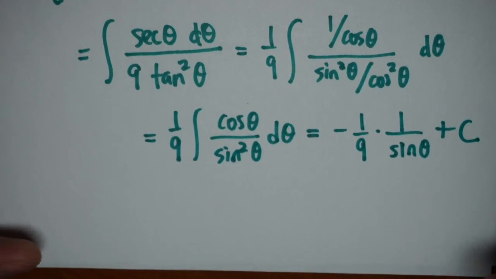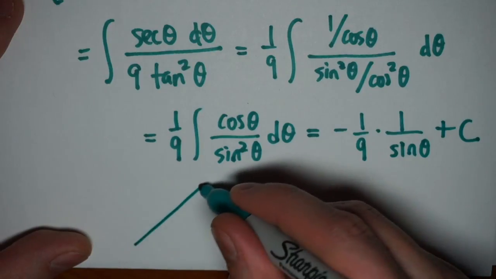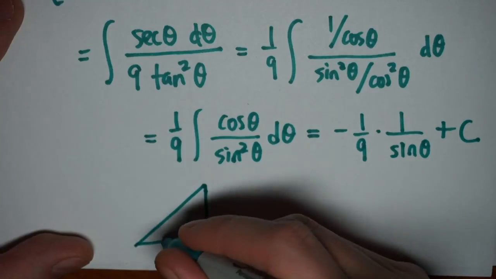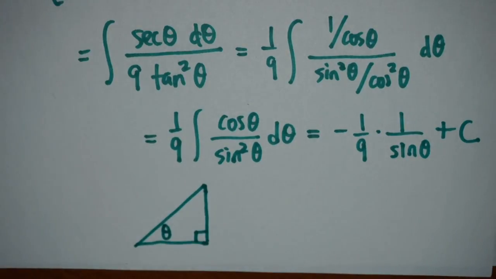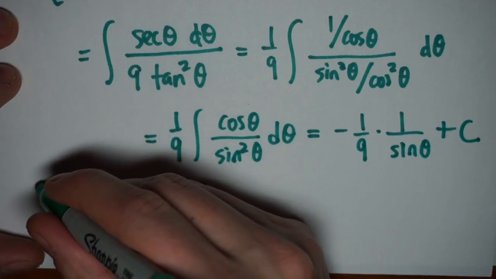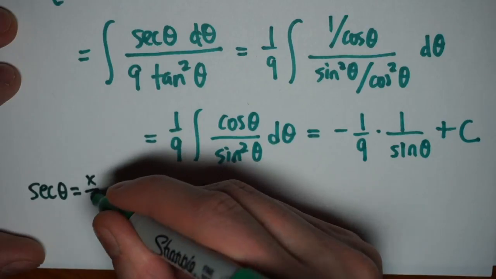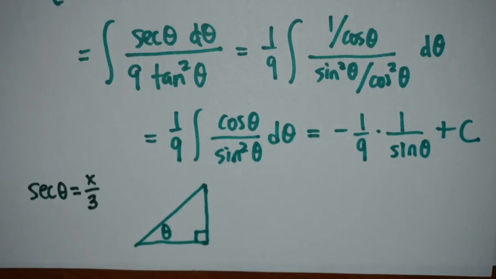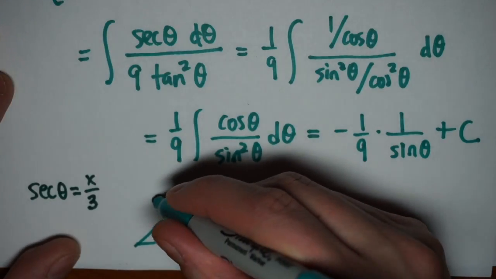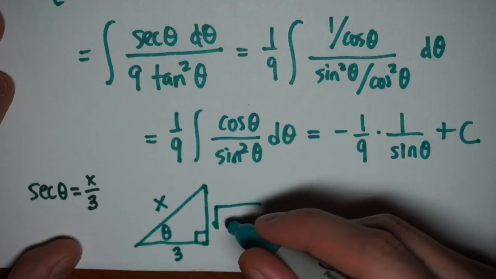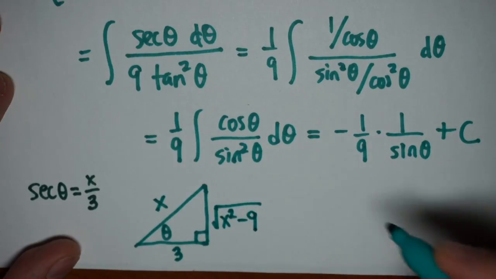The last step is to take this and rewrite it in terms of the original variable x. So if I draw the triangle based on the substitution that I worked with, if this is the angle theta, then the original substitution was secant of theta equals x over 3. I can use this information to label sides of my right triangle and then use the Pythagorean theorem to find the other side. So I'll get x and 3 as my two sides, and then the square root of x squared minus 9 as my third side.